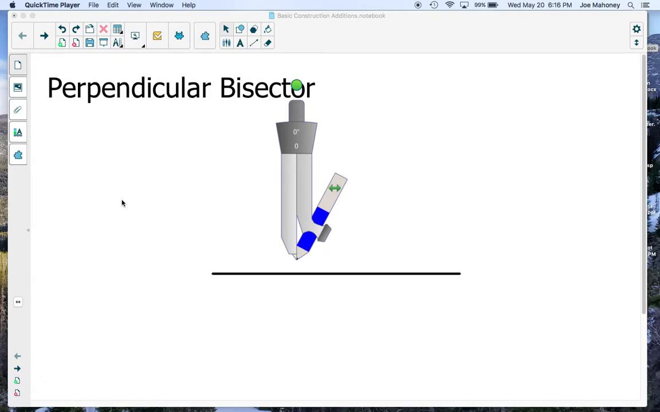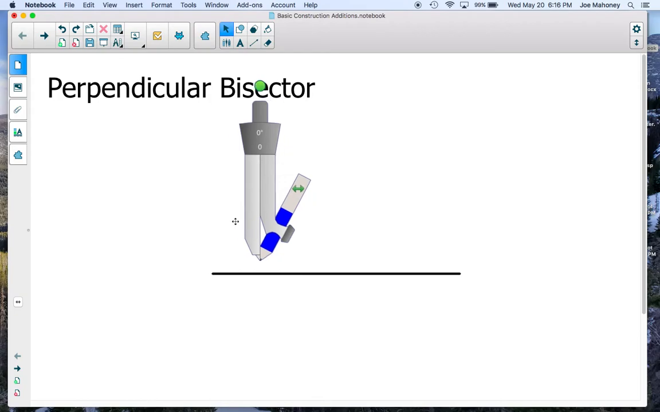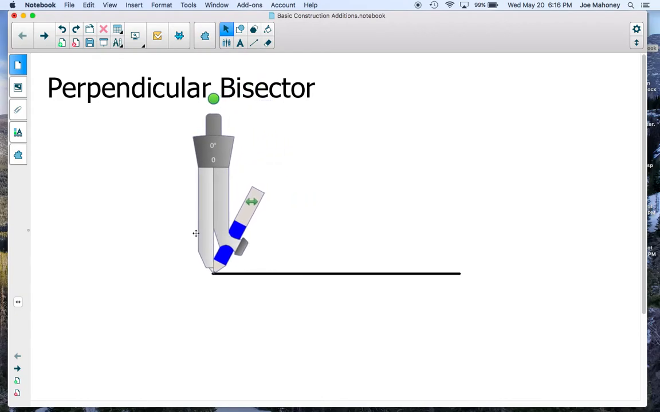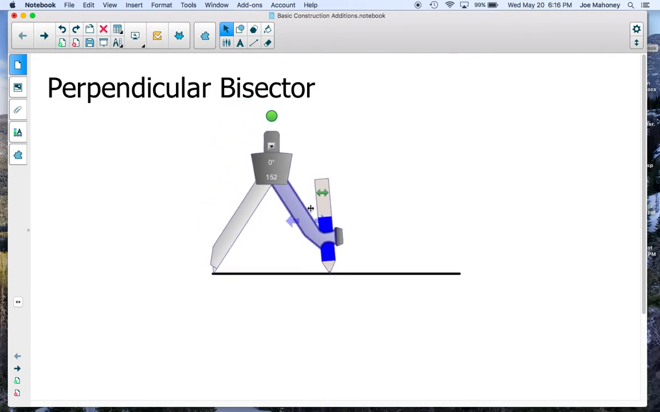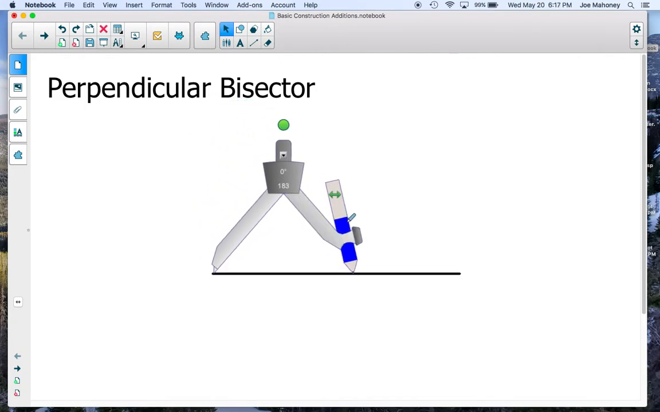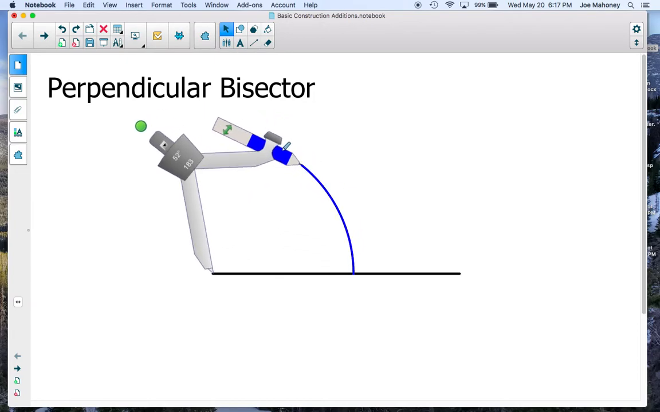So in this video, we're going to learn something pretty neat about this perpendicular bisector construction. If you remember the perpendicular bisector construction, what you're doing is you're taking your compass and putting it at one end of the segment and opening up some distance, probably more than halfway. And then we're going to make an arc.